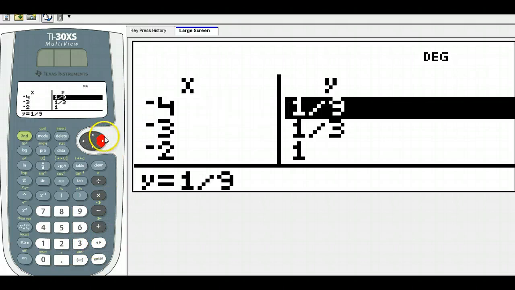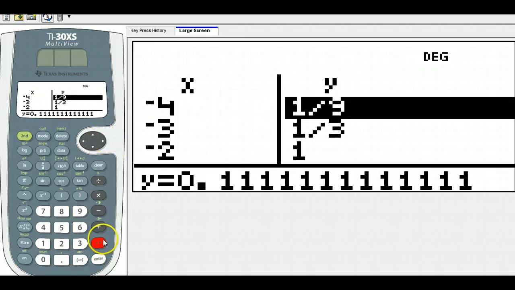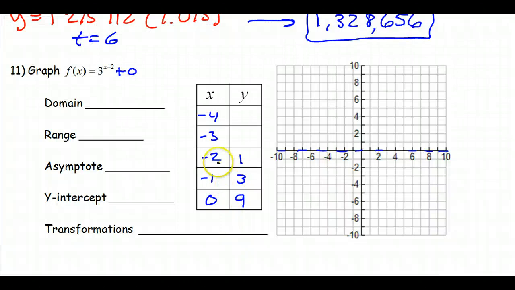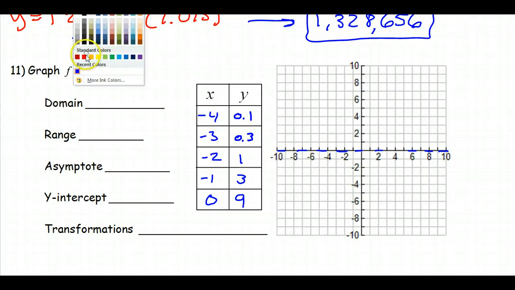I feel like toggling that. I know what 1/3 is. Okay, so that's like 0.1. All right, so 1/3 is about 0.3, and this is about 0.1. So these are the 5 values that we should use. Okay, so now we can graph this thing.